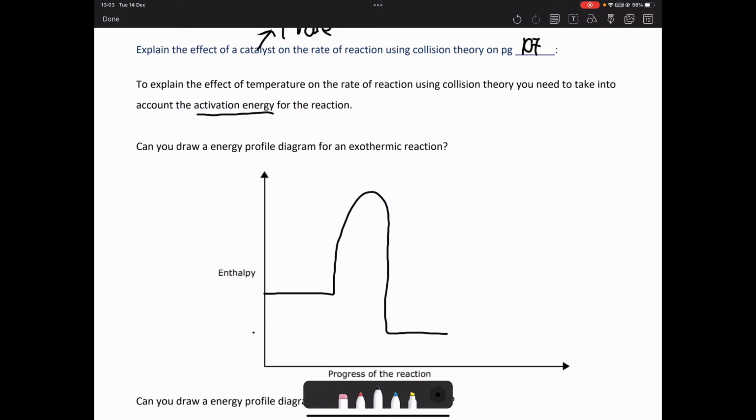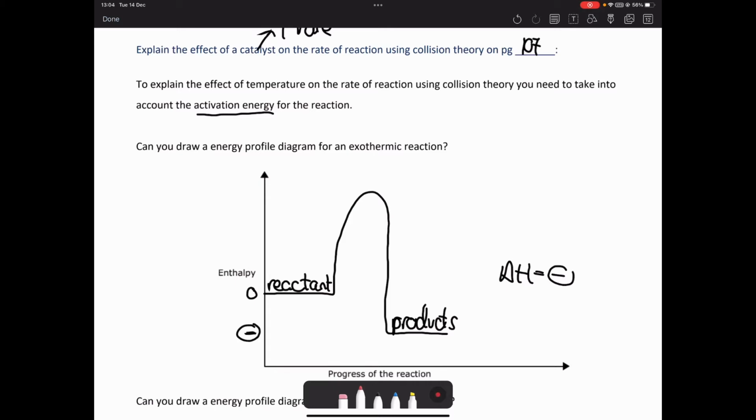So this is our energy profile diagram for an exothermic reaction. Exothermic reaction gives off heat, and it has a delta H value which is negative. That tells you it's exo, and I've asked you to remember that if we say the reactant has 0 enthalpy, because the products are lower, it's going to be in the negative range.